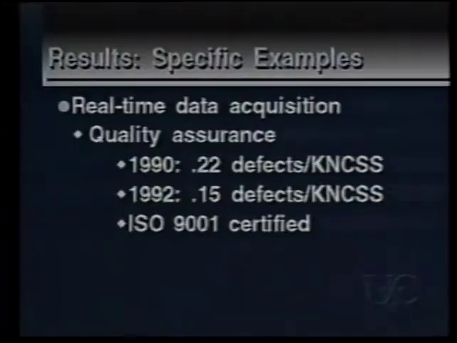One more example on an improvement activity. One particular organization decided to really focus on quality assurance, to improving the quality of the product that they were delivering. By putting in steps to make sure they were doing peer reviews, looking for problems before they actually became defects in the product, they improved themselves from, in 1990, having 0.22 defects per 1,000 lines of non-commented source code, that's KNCSS, to, in 1992, having 0.15 defects per 1,000 lines of non-commented source statements.